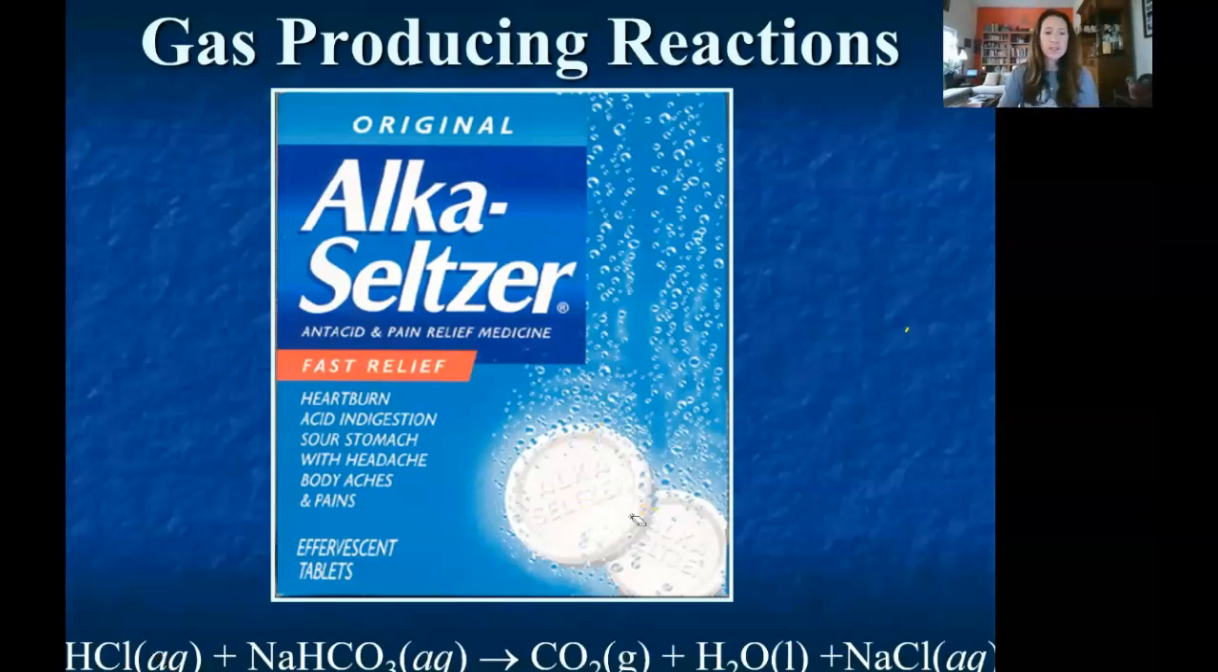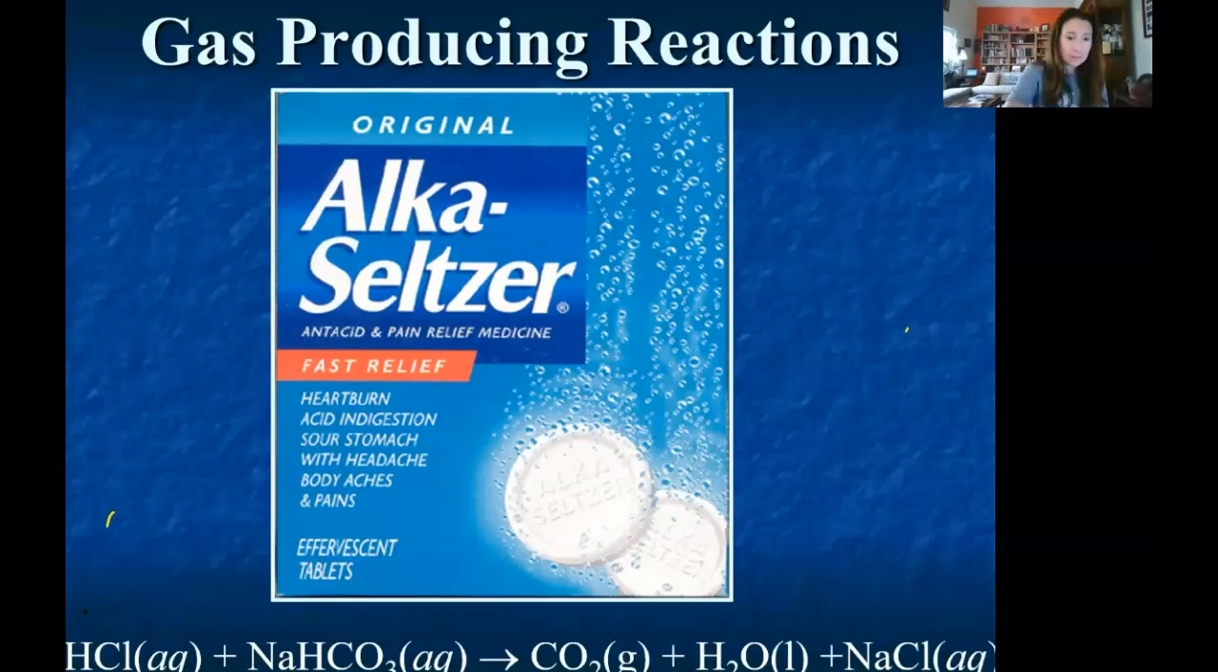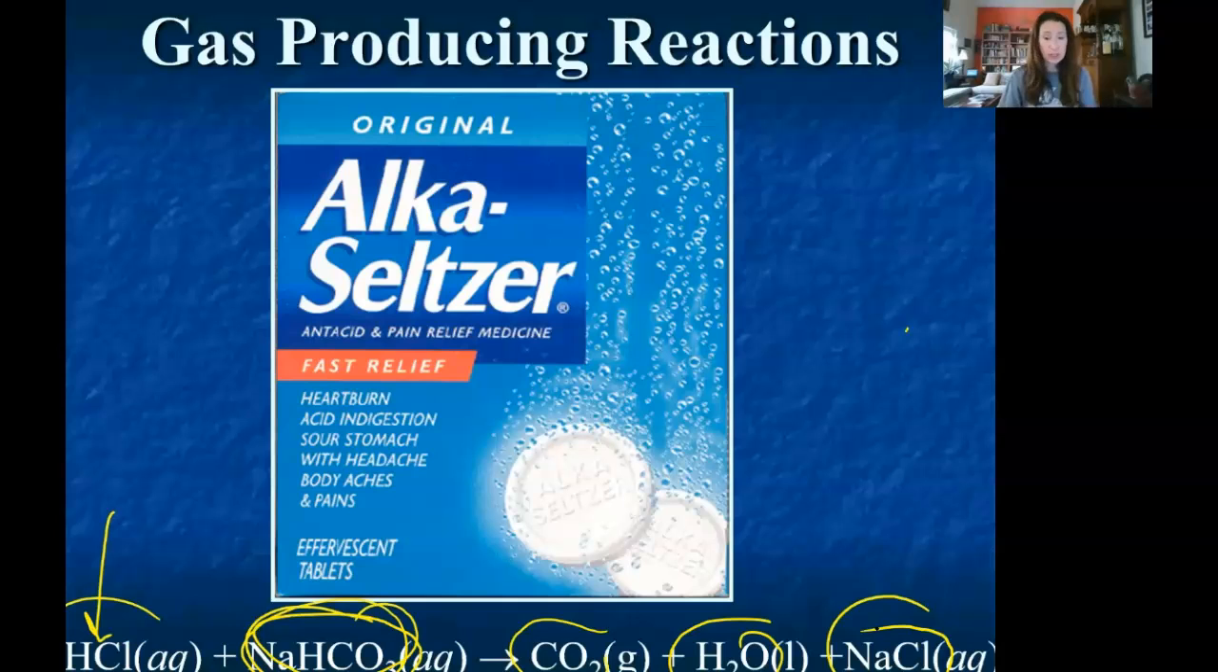Okay, so this is, for example, this reaction right here. If anybody's ever had Alka-Seltzer, this is exactly what happens with Alka-Seltzer. So let's think of this, right? When you take Alka-Seltzer, it's because you have too much stomach acid, right? When you take the Alka-Seltzer, it reacts with the stomach acid and neutralizes it into CO2, water, and salt. And so this is exactly what happens when people take Alka-Seltzer.